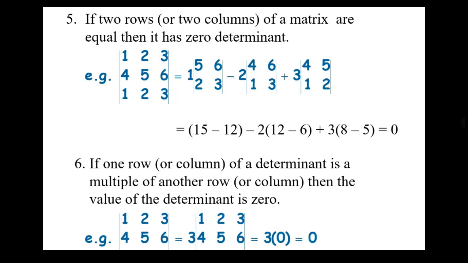So in this example, we have 1, 2, 3 in the first row. In the third row, 3, 6, 9, which is the first row multiplied by 3. So 3 times 1 we get 3, 2 times 3 we get 6, 3 times 3 we get 9. So when we find the determinant, it is also 0.